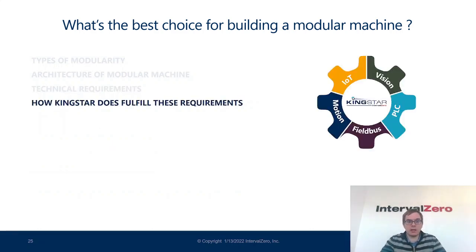The next step is presenting our Kingstar product and how it helps our customers make modular machines more easily. First, Kingstar is a PC-based real-time control platform, which includes real-time OS, field bus, motion, PLC, vision, and IoT products. The field bus that we have selected for this platform is EtherCAT, and we built an automatic configuration on top of this EtherCAT master. EtherCAT is selected because it is the field bus with the most users, the most choice in terms of drives and IOs.